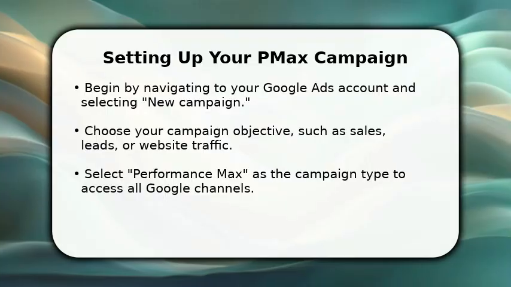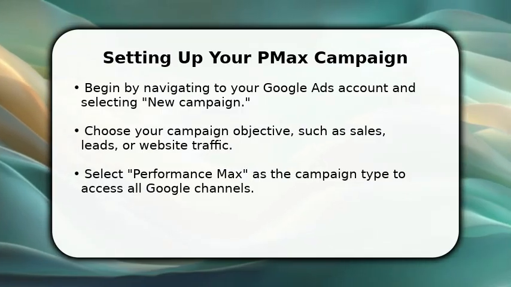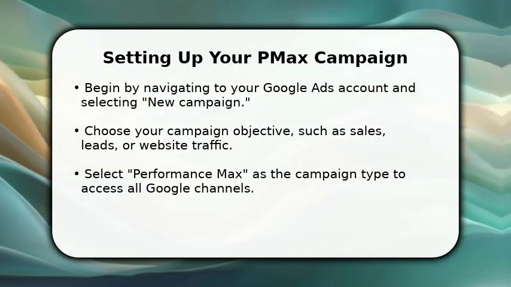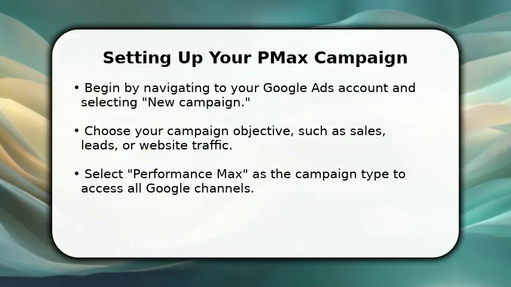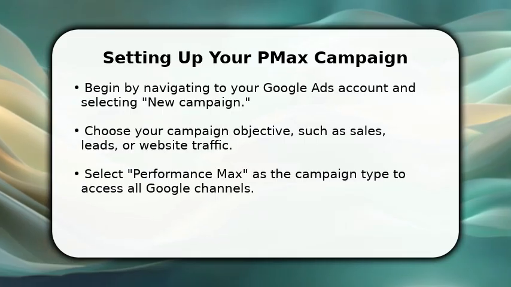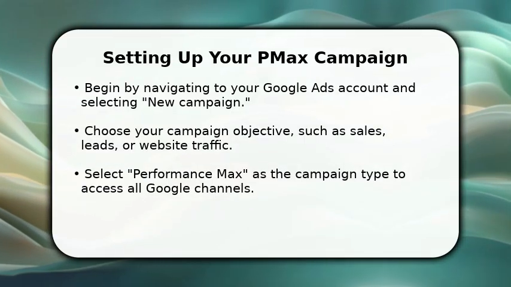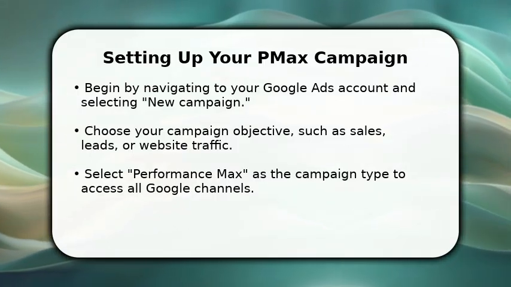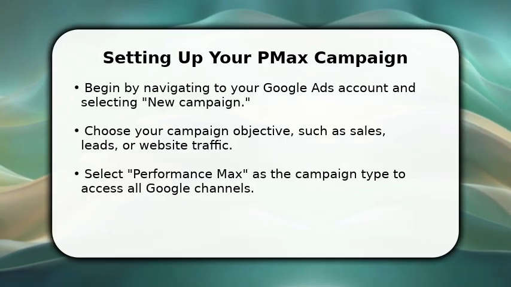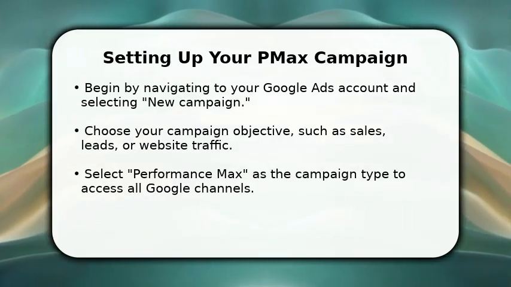Enjoy the video. In this video, I will explain how to set up a Performance Max campaign. First, log into your Google Ads account and click the New Campaign button. Next, you'll choose your campaign objective, like driving sales or generating leads. Then, select Performance Max as your campaign type. This powerful option allows your ads to run across all of Google's channels, including Search, Display, YouTube, Gmail, and Discover, maximizing your reach and potential conversions.